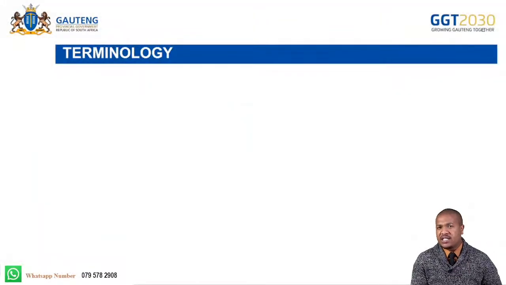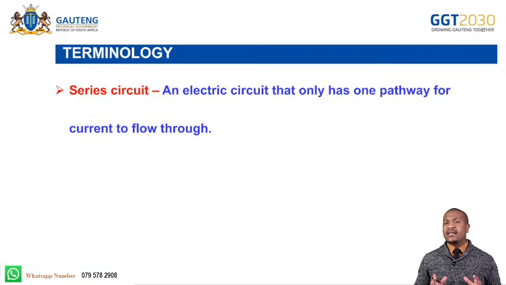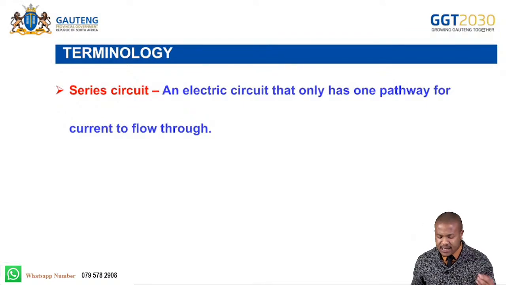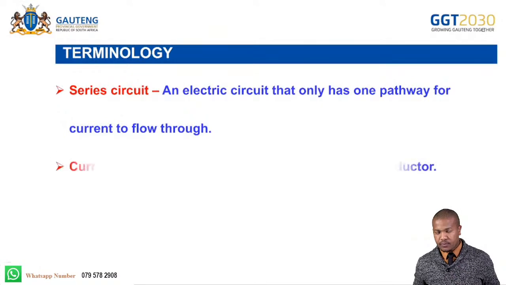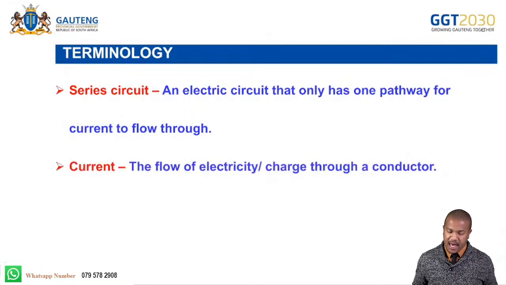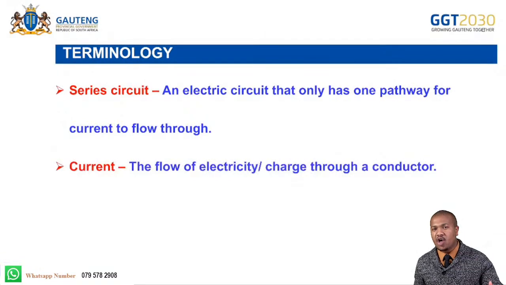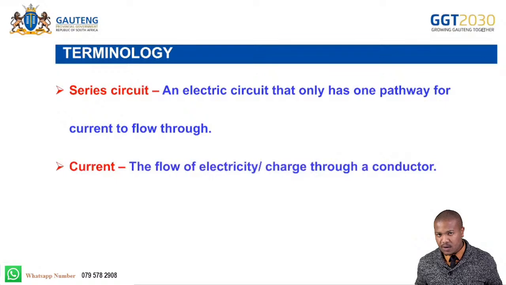Starting off with the important terms that you are going to come across as we go through this lesson. Series circuit, which is the topic that we were covering in the previous lesson. A series circuit is an electric circuit that only has one pathway for current to flow through. Then we have current, and current is the flow of electricity or the flow of charge through a conductor. A conductor can be a wire, for example.